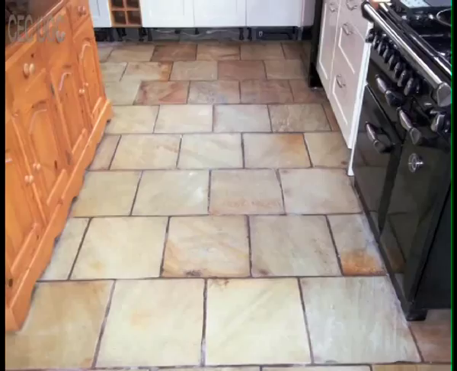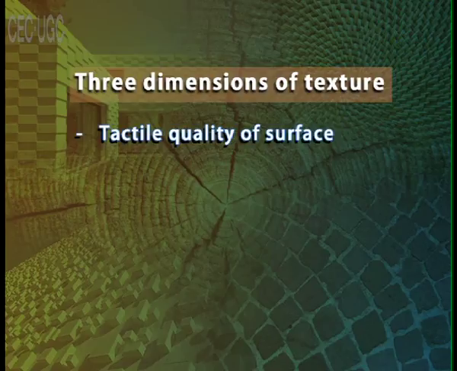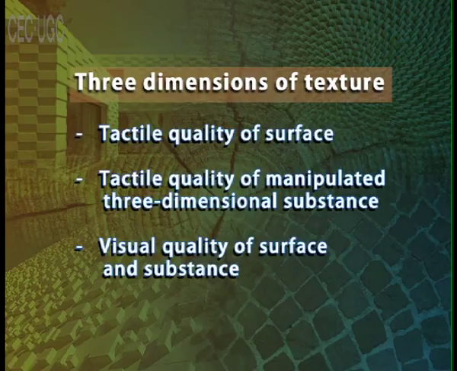It refers to the surface quality of objects, the quality that not only can be seen and touched, but also be sensed through memory. For example, the roughness of sandstone, the softness of a deep pile rug, the smoothness of glass, and the shininess of glowing leaves all produce a peculiar sensation because of our previous association with these textures. There are three dimensions of texture, that is, the tactile quality of surface, the tactile quality of manipulated three-dimensional substance, and the visual quality of surface and substance.